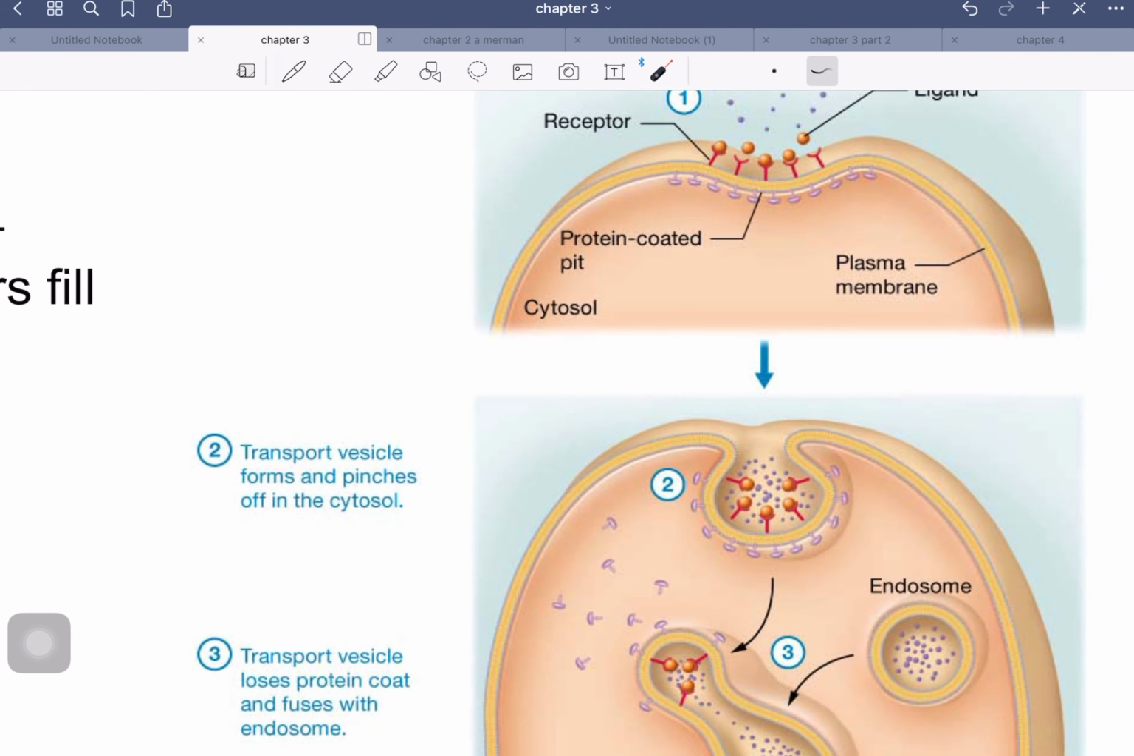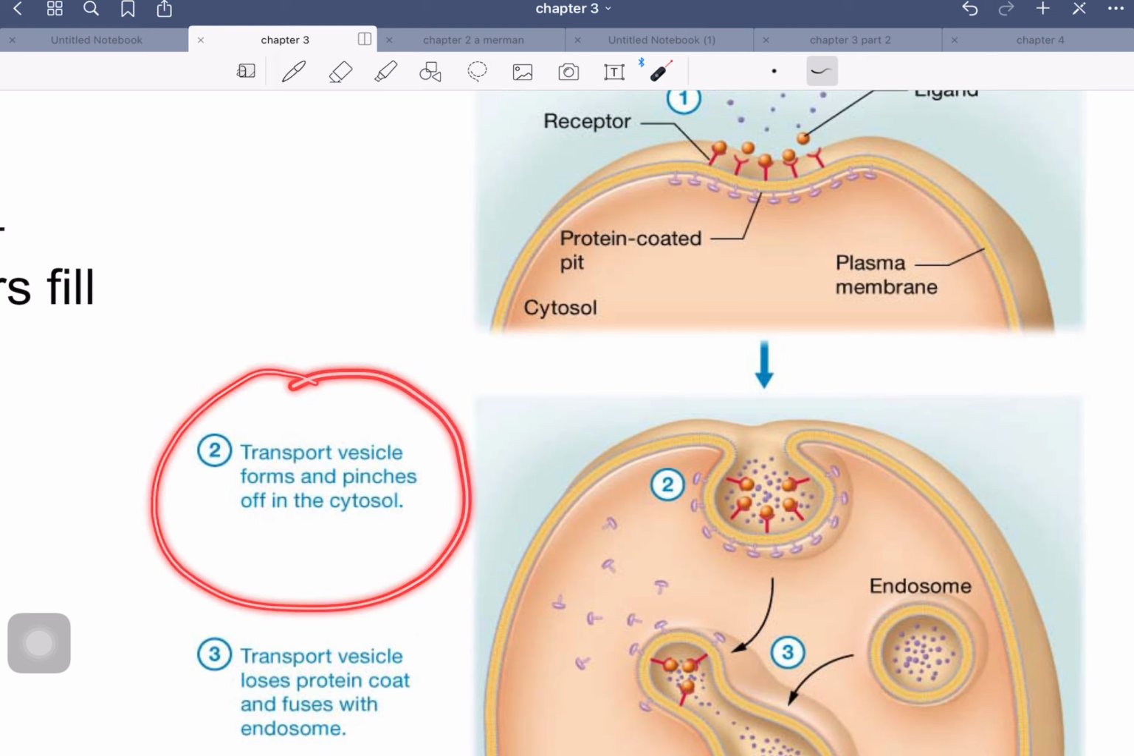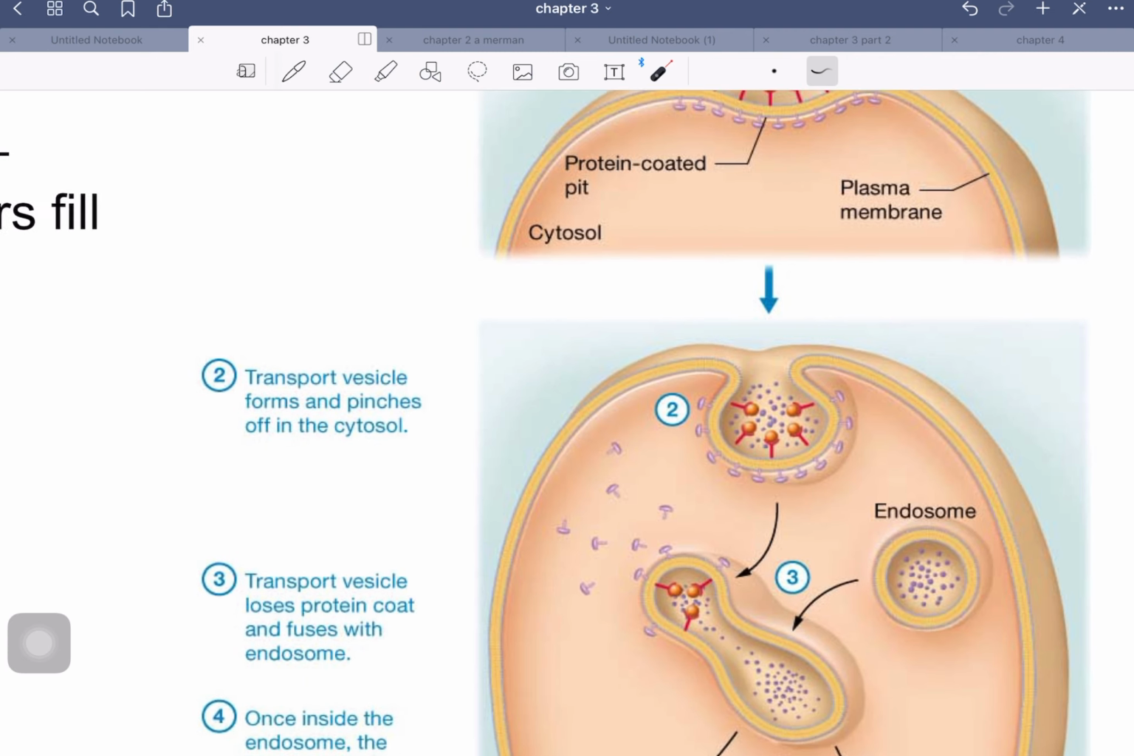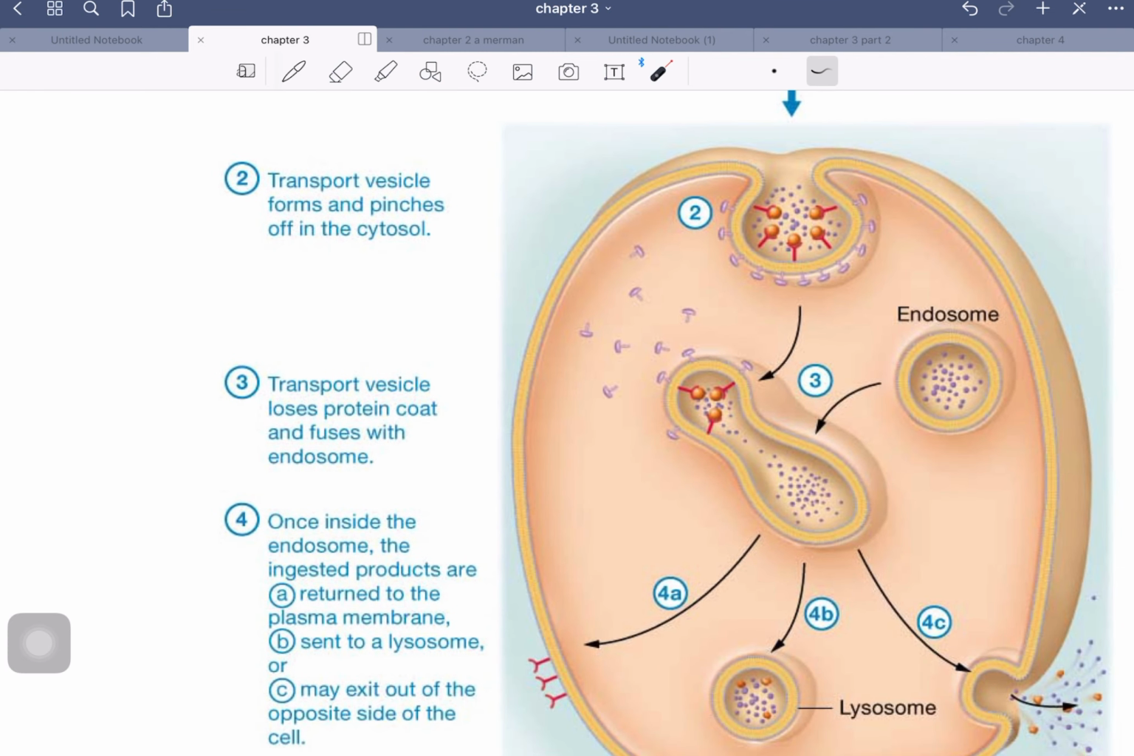Now, just like before, it's going to keep folding inwards until eventually the membranes touch each other up here and fuse, and then they can break away, and now I basically am left with a vesicle inside. So the transport vesicle forms and pinches off in the cytosol. It can pinch off and then travel into the cytosol.